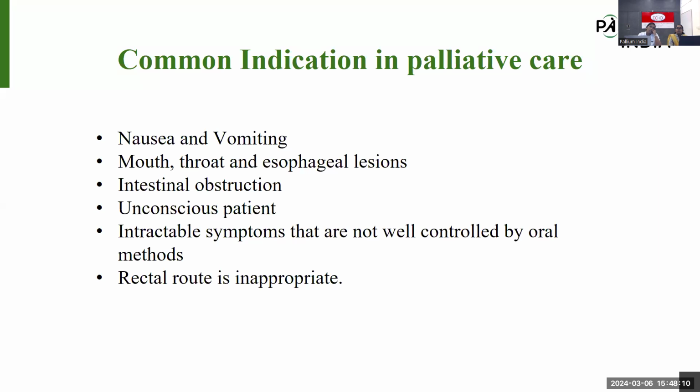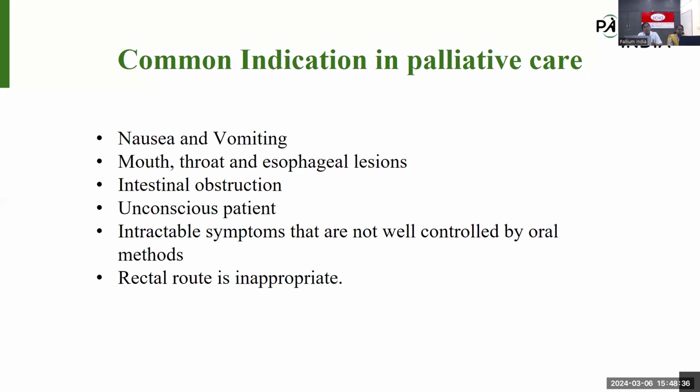And in mouth, throat, and esophageal lesions, we know in head and neck cancers, most of the patients have fungating wounds or fistulas in the head and neck region. So at that time it is a little bit difficult to insert a Ryle's tube. So instead of that, next we are choosing parenteral nutrition. But at that time, due to the unavailability of patent IV lines, we can choose a subcutaneous infusion.